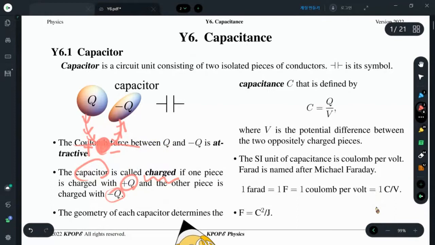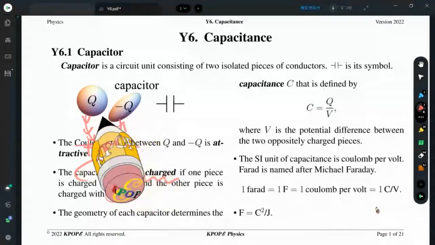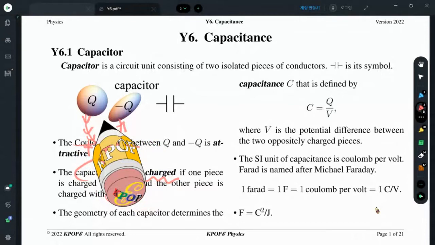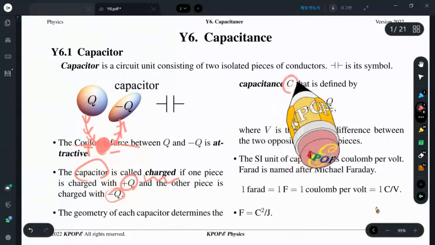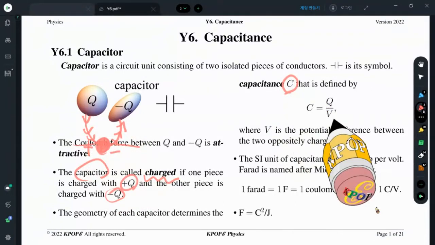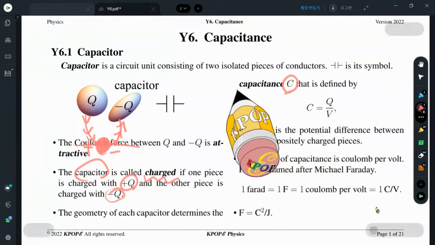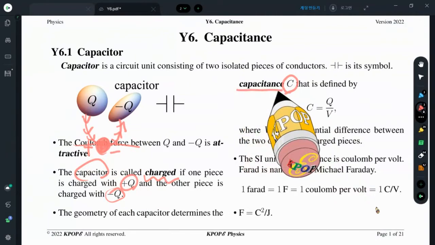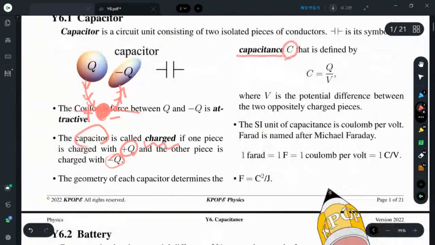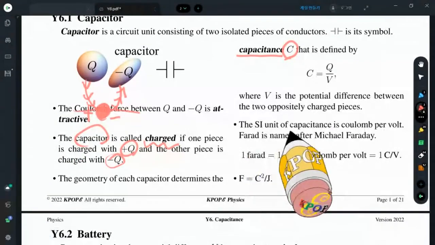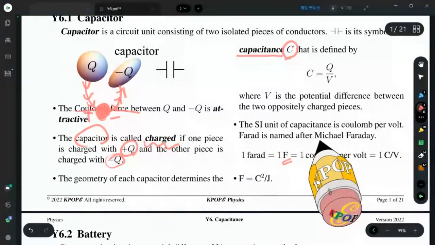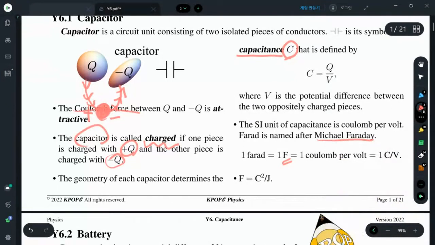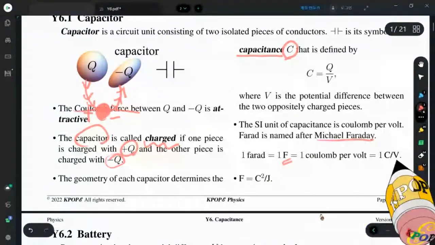The geometry of each capacitor determines the amount of charge saved inside the capacitor. And the amount of charge is written in units of voltage. So that is called capacitance. You remember heat capacitance. Okay? The SI unit of capacitance is the farad, named after Michael Faraday, and that is just coulomb per volt.